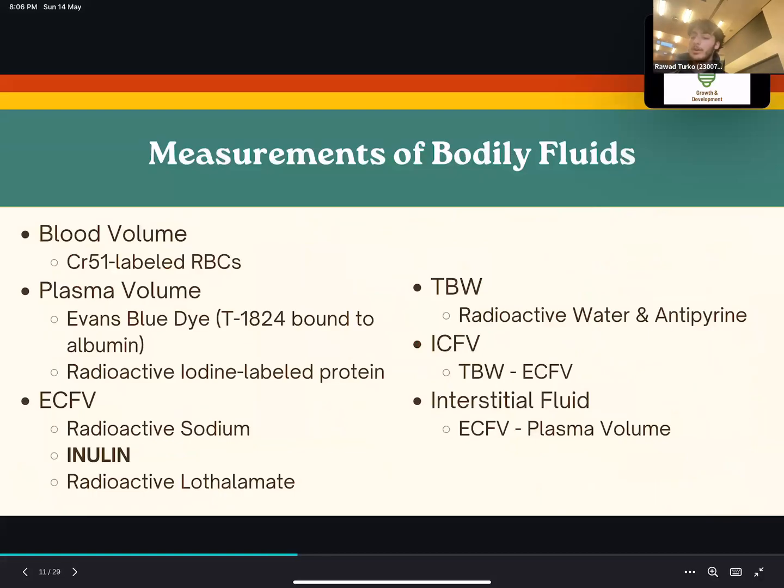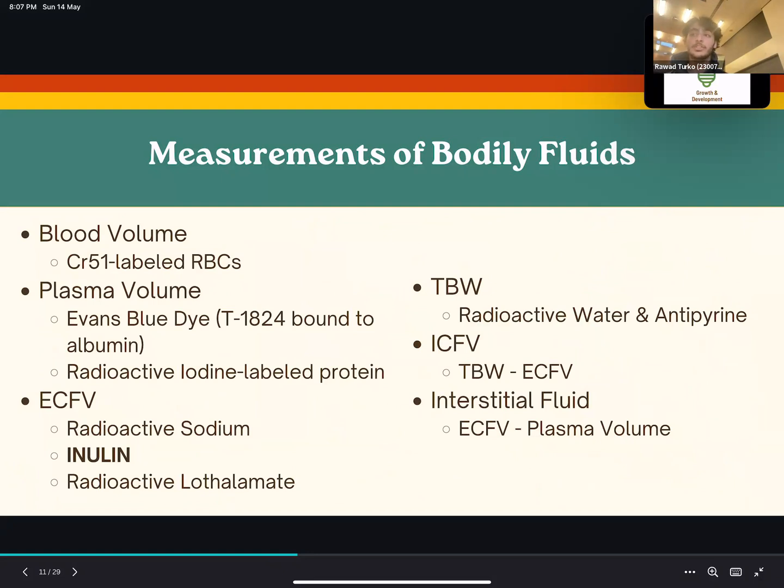Now let's talk a little bit about the measurements of the bodily fluids. This slide is basically just for memorization. We have chromium-51 labeled red blood cells to measure blood volume. We have Evans blue dye, or T1824, bound to albumin, and radioactive iodine labeled protein in order to measure plasma volume. For the extracellular fluid volume, we have radioactive sodium.